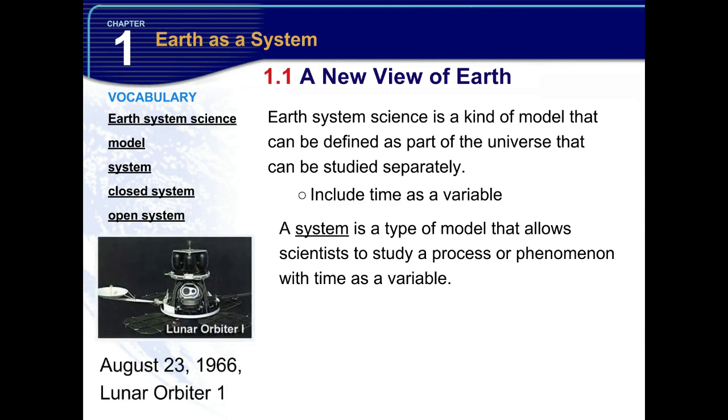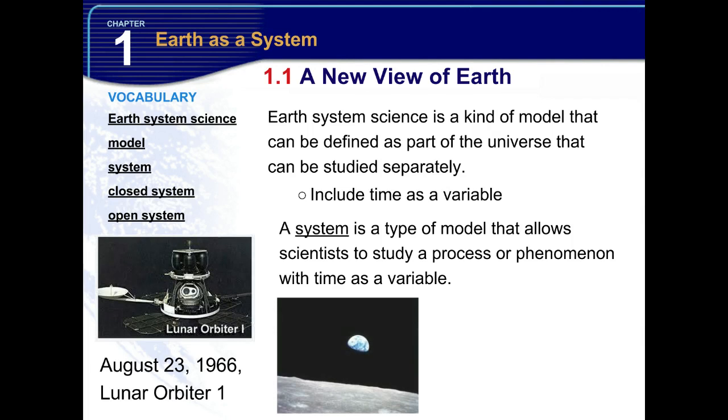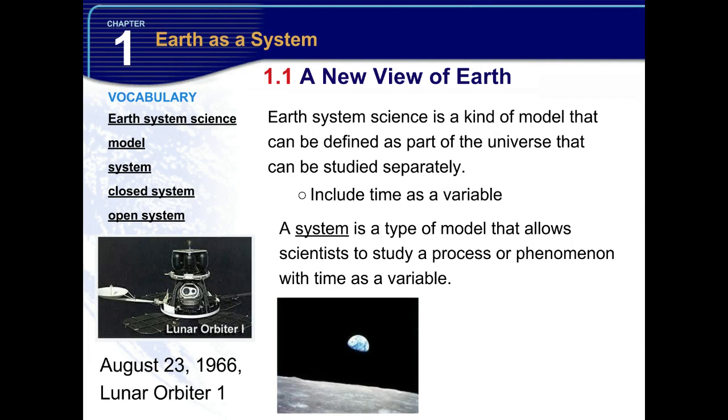Here is a picture of one of the tools that was used to change this view of science. August 23, 1966, the Lunar Orbiter 1 took this photograph. It's the very first photograph ever taken outside of Earth's atmosphere.